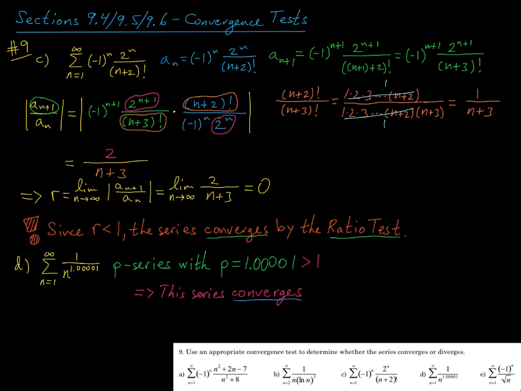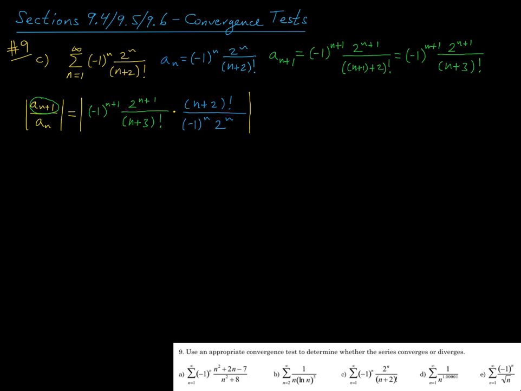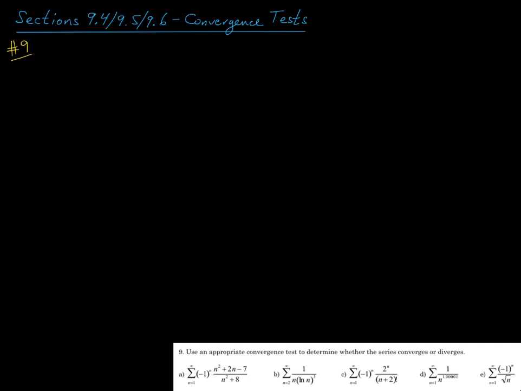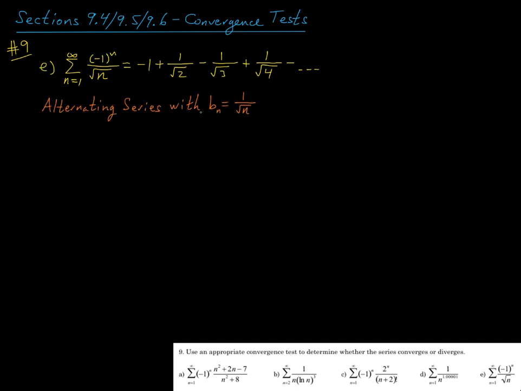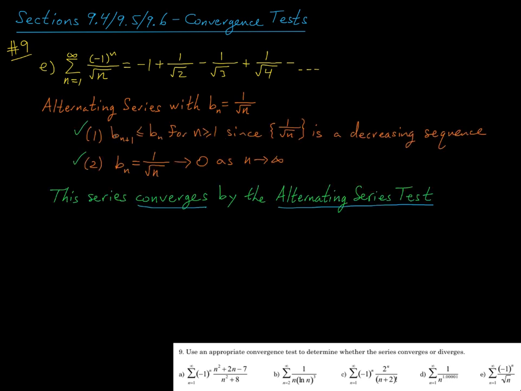All right, and then for the very last part, I'm going to make some space here. We're looking at part E, and you see that this is an alternating series, so we could apply the alternating series test with b sub n equal to 1 over the square root of n. The sequence 1 over the square root of n is clearly decreasing, so the first condition is satisfied. And b sub n, which is 1 over root n, clearly goes to 0 as n approaches infinity, so that's also satisfied. And so we conclude by the alternating series test that this series converges.